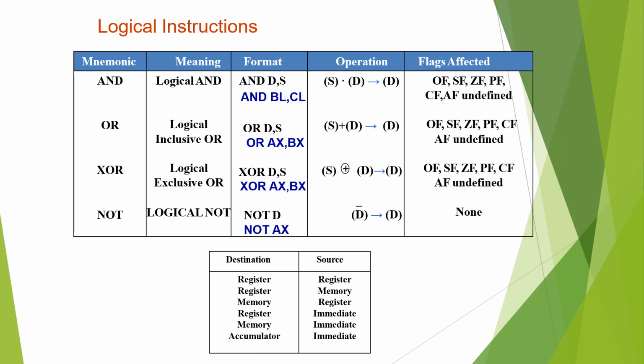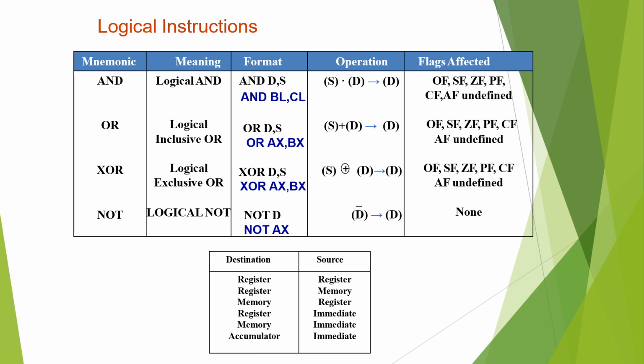Logical instructions. The logical instructions available in 8086 are logical AND operation, logical inclusive OR operation, logical exclusive OR operation, and logical NOT operation. For AND operation, AND is the mnemonic. For OR operation, OR is the mnemonic. For exclusive OR operation, XOR is the mnemonic. And for NOT operation, NOT is the mnemonic.